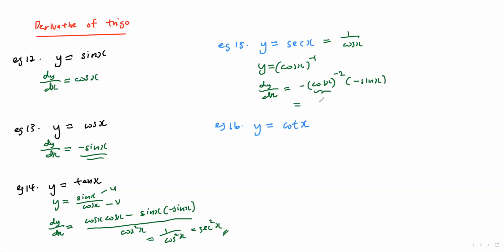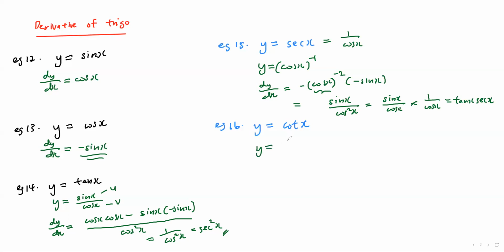Okay, and if you simplify that, we're going to get sine x over cosine squared x, which is the same as sine x over cosine x times 1 over cosine x, right? And that will be sine x over cosine x is tangent x. And 1 over cosine is secant. So when you differentiate secant x, you will get tangent x times secant x. Okay, so let's try it for cotangent x as well.